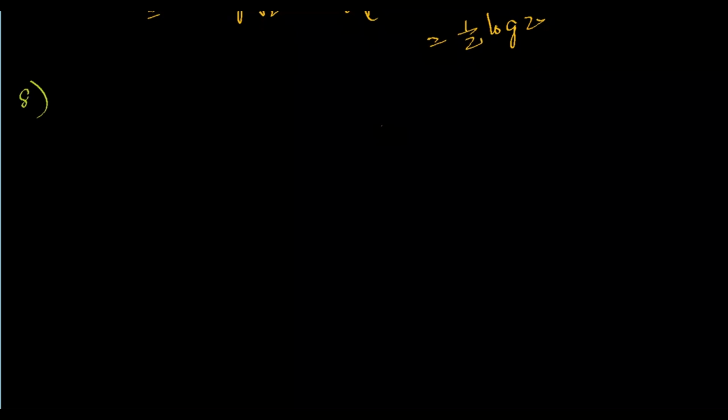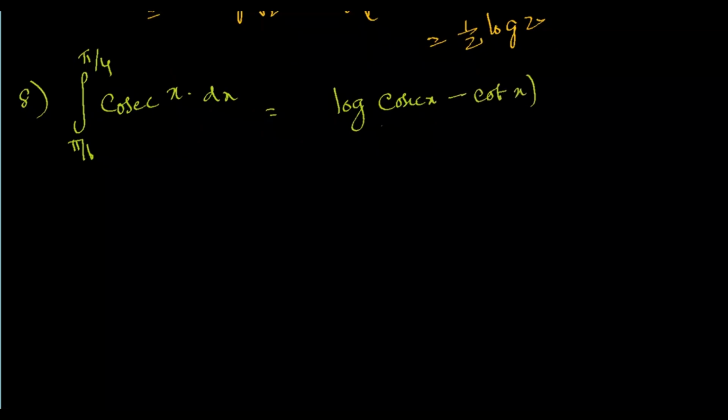8. Integrate from pi by 6 to pi by 4, cosecant x dx. So what happens if you integrate cosecant x dx? You get log of cosecant x minus cot x, of course with the limits pi by 6 to pi by 4.